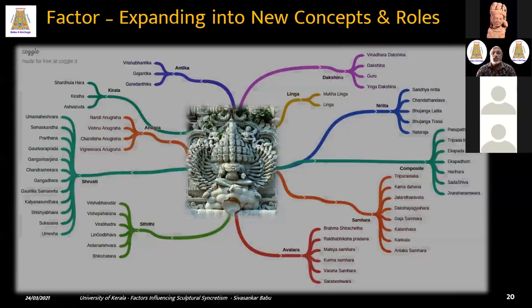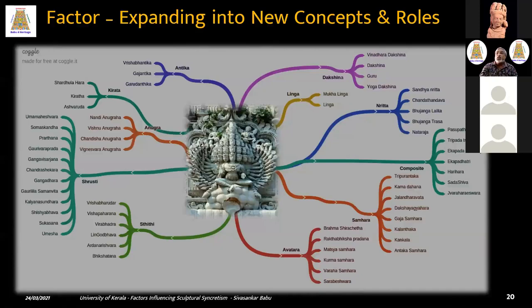So this gives a mind map of various forms of Shiva, classified by whether he is doing anugraha, he is hunting, he is doing samhara, he is killing, or he is giving religious discourse, or he is dancing, or in the composite forms, or whether it is an avatara form, or a sthiti form, lingodbhava. So various forms, around 64 different activities. The iconography has expanded and adapted over a period of time into new dimensions. So this is one way of affecting a deity, which is accepting new forms, new roles.